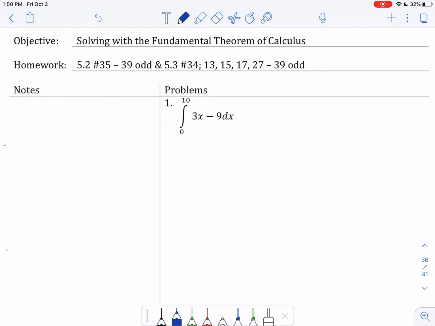Hey all, so we're going to keep going with our discussion of integrals, and we're going to do some review with our lovely definite integrals today. And so you have 5.2 and 5.3 homework with your presentation in 5.3.